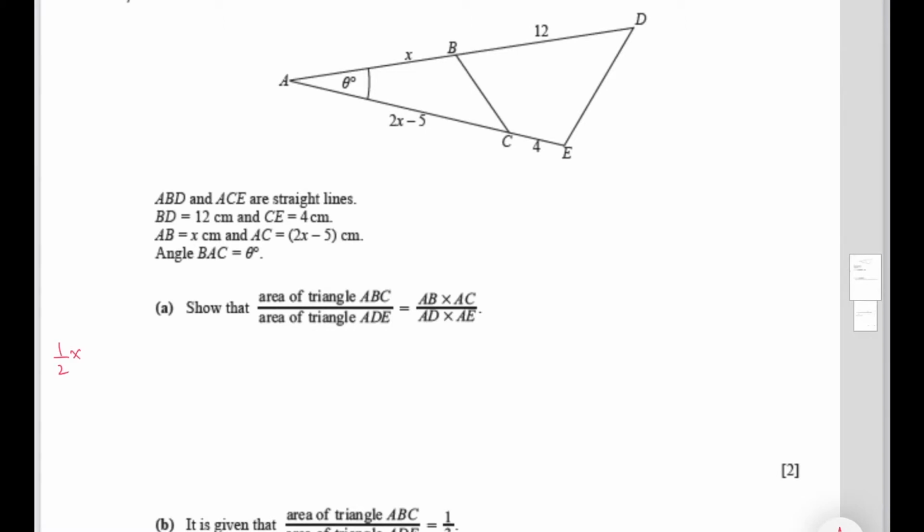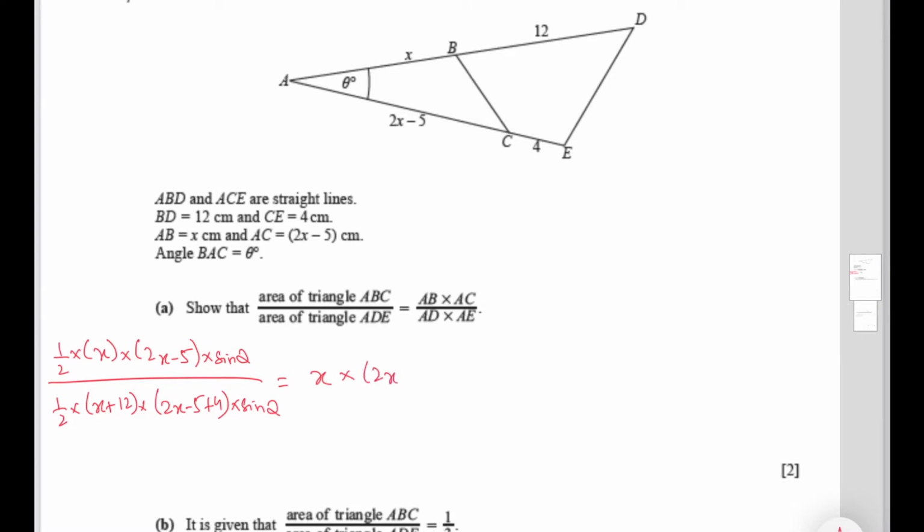ABC is half times the length x times the length 2x minus 5 times sine theta, over the area of triangle ADE, which would be half times the length of x plus 12, which is the length of AD, times the length 2x minus 5 plus 4, which is the length of AE, times sine theta. This is equal to the length of AB, which is x, times the length of AC, which is 2x minus 5, over the length of AD, which is x plus 12, times the length of AE, which is 2x minus 5 plus 4. Okay, now let's condense this.